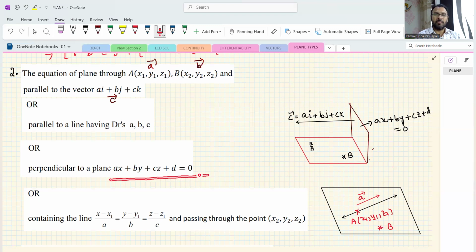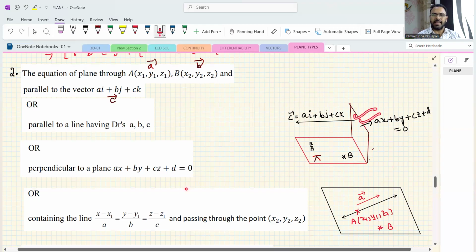They can say perpendicular, passing through 2 points, and perpendicular to the plane Ax plus By plus Cz plus D equal to 0. Sir, how is this possible, that it is perpendicular to the plane? See here, look at this diagram. I want to find the equation of plane pi passing through 2 points A and B and perpendicular to the plane. Here you see, the normal of this perpendicular plane is Ai plus Bj plus Ck.